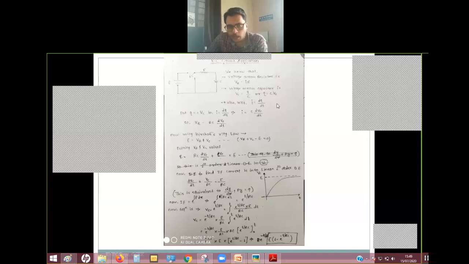And we also know that I is equal to dq by dt. Now put this q value in I is equal to dq by dt. So q is equal to C Vc, so d(C Vc) by dt is there, and since C is a constant, C can be taken out of the derivative term. So I will be equal to C dVc by dt.